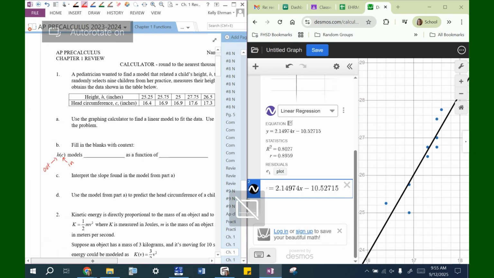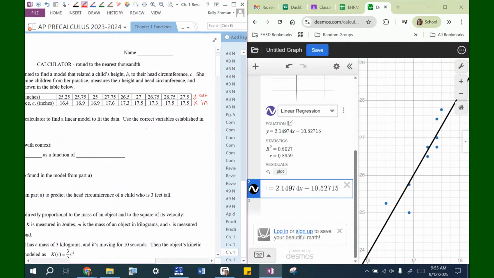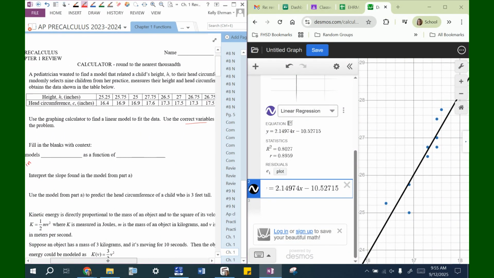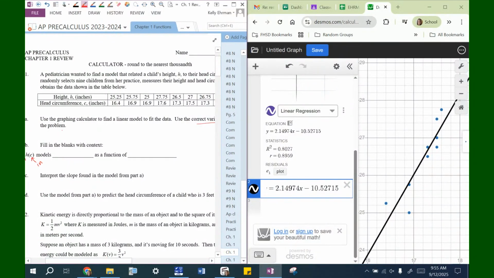This says, using the graphing calculator to find a model of the data, use the correct variables. So I'm not going to use Y and X like Desmos shows me. I'm going to use H and C. So H of C equals, remember not to round anything here, 2.14974. Instead of X, we're using C, minus 10.52715. So we do not round these values. When we plug numbers into this, we round those values.